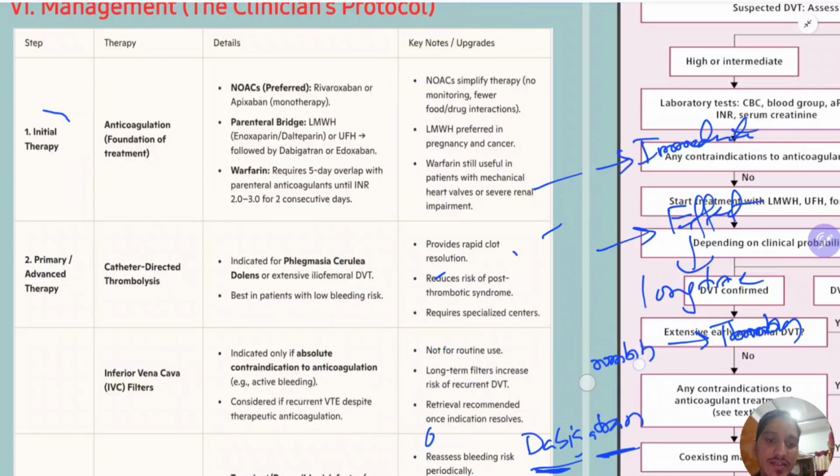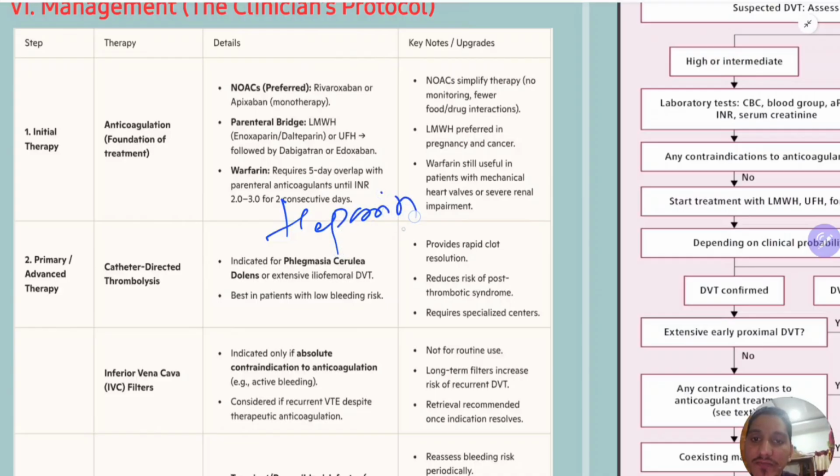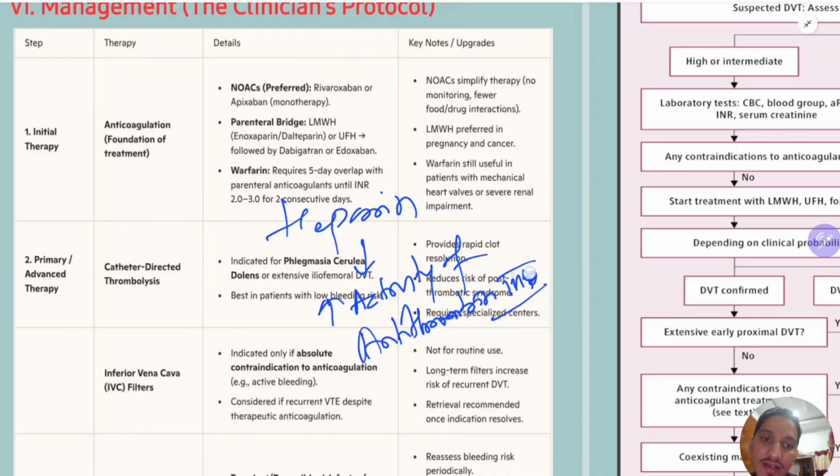And heparin, what does it do? How does heparin act? Heparin will increase the activity of naturally present antithrombotic agents, that is antithrombin 3. Antithrombin 3 is nothing but the naturally occurring anticoagulant. That's how heparin will act.